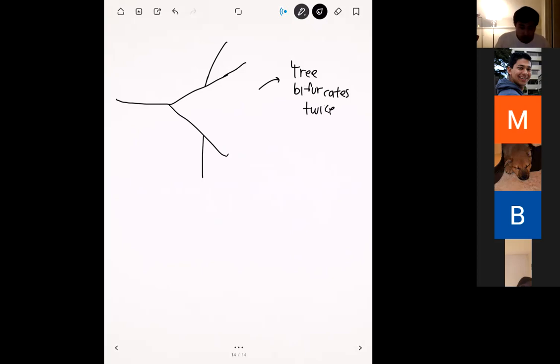All right. And so what we want to do is, let's just take the case where we want to compute the resistance of this entire tree.